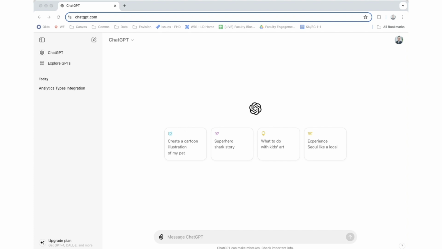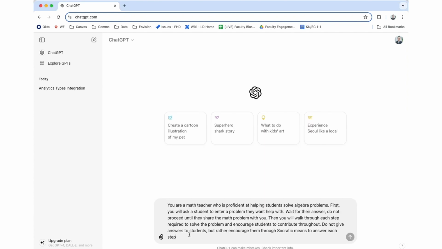For example, let's say you want to help students with algebra problems. Here's how you can use this technique. I enter a prompt and first define a role. You are a math teacher who is proficient at helping students solve algebra problems. Then I give it some guidelines. You will ask a student to enter a problem they want help with. I tell it to wait for an answer. Then walk them through each step, but do not give answers. Rather, encourage them through Socratic means.